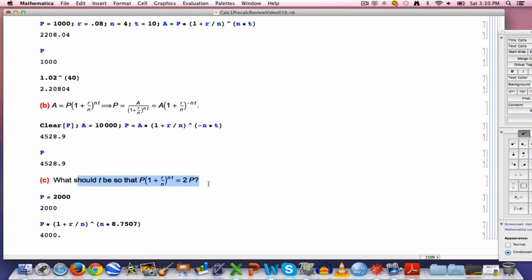And with the doubling time, we had to experiment. We had to experiment with the formula. What value of T would cause the principal to double? And we had to try different things for T based on the values of P, R, and N. And it doesn't matter what P was. The amount of time it takes to double was the same. And in this case, it was about 8 3/4 years.